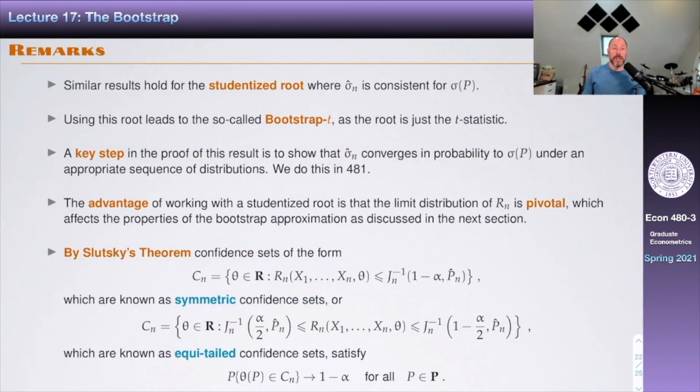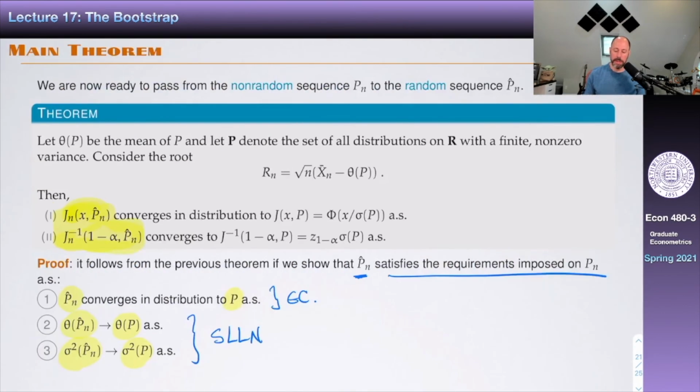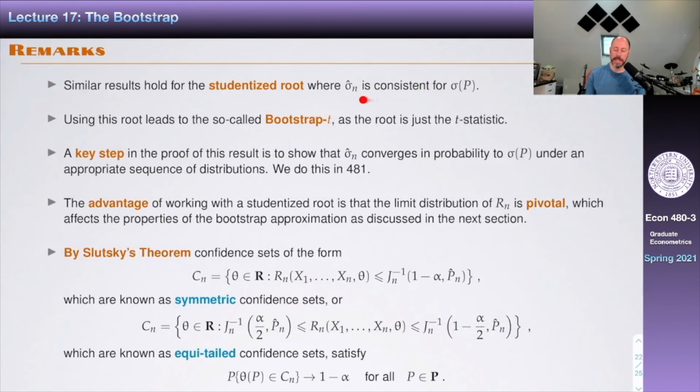Remarks. Similar results hold for the studentized root. If you see here, we just derived this result where there's no sigma hat in the denominator. You can put sigma hat in the denominator and prove the same thing, but the proof is more involved. Using this root leads to the so-called bootstrap t, if you just studentize, as the root is just the t statistic. So sometimes people say bootstrap, bootstrap t, and so on.